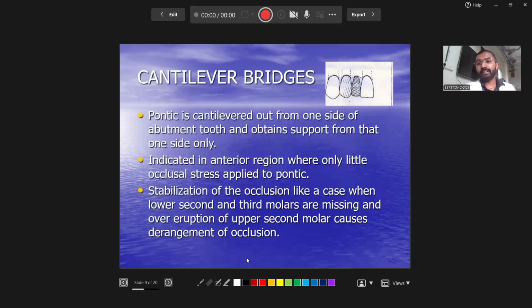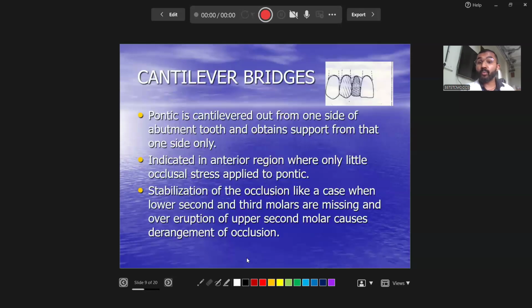Coming to the cantilever type of bridge. Here, we prepare the front tooth and cement a retainer along with an extension which is attached to a pontic. It's called a cantilever bridge. Usually a bridge has one support in front and one behind, but in a cantilever it has only one support. It's called a cantilever bridge.